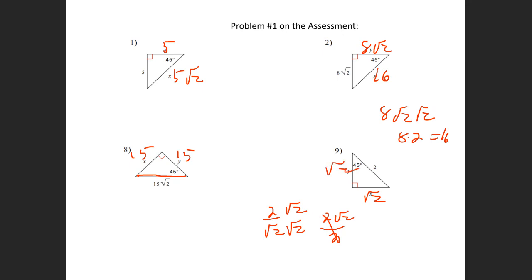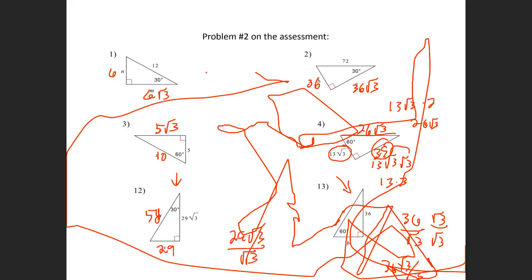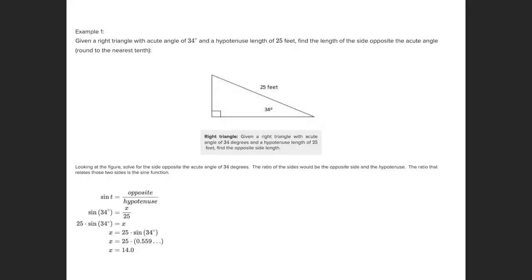The assessment is set up exactly the same way. Problem 1, problem 2, it just goes boom, boom, boom, boom. You're done. Now, those are special triangles. We also have using sine, cosine, and tangent to find a missing side.